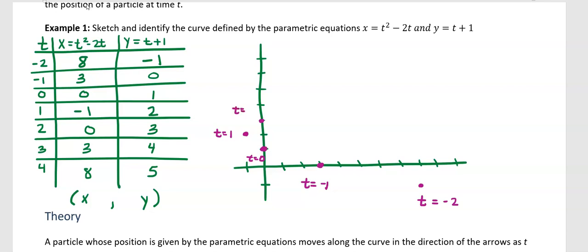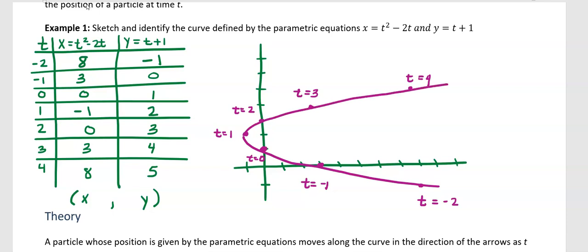And you just kind of keep going, plotting all of the points as best you can. And as you finish it up, this should start to look like a familiar shape. So it looks to me like this is a parabola that is laying on its side. And so this set of parametric equations made a lovely parabola.